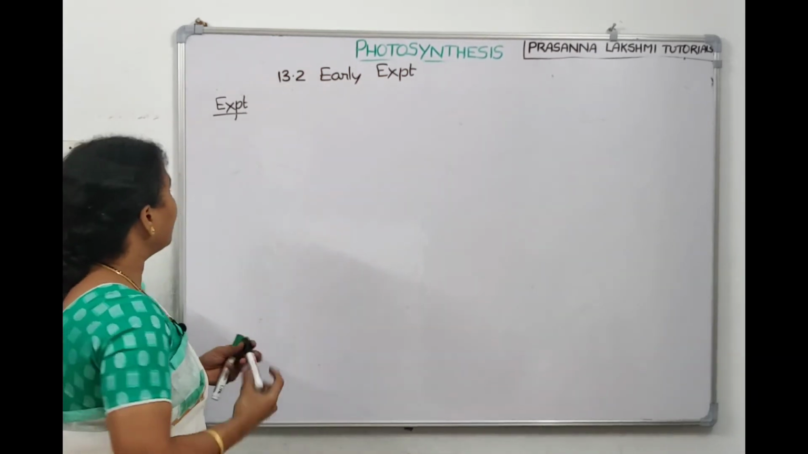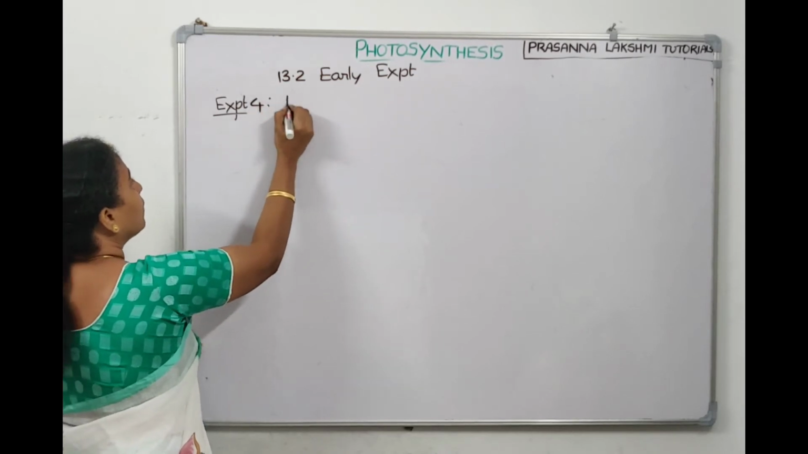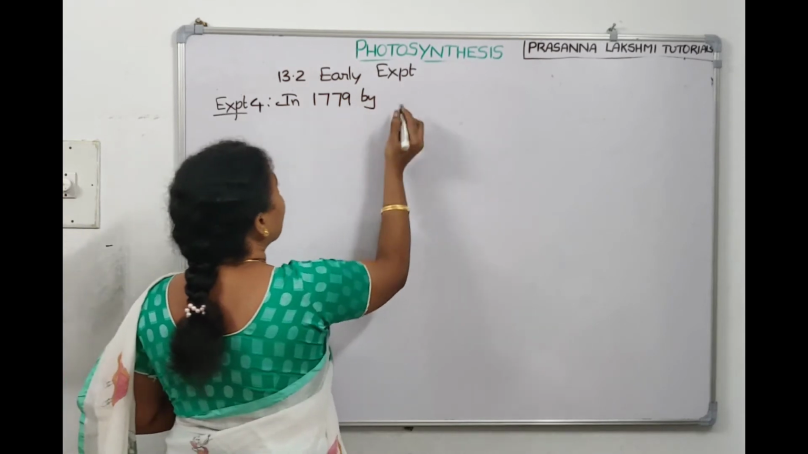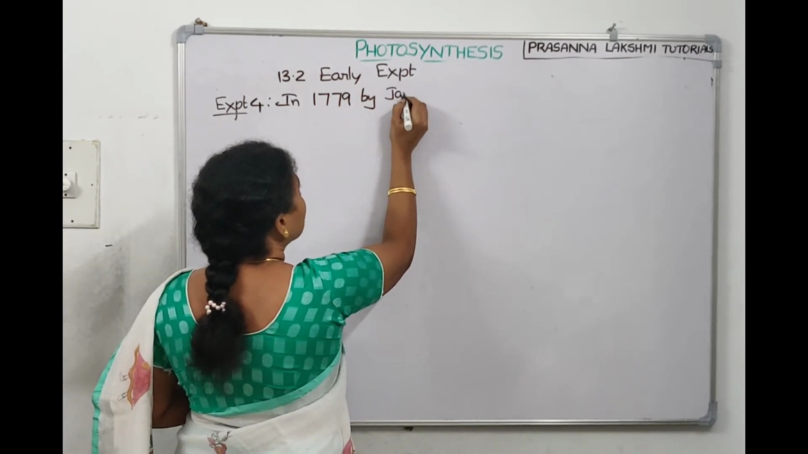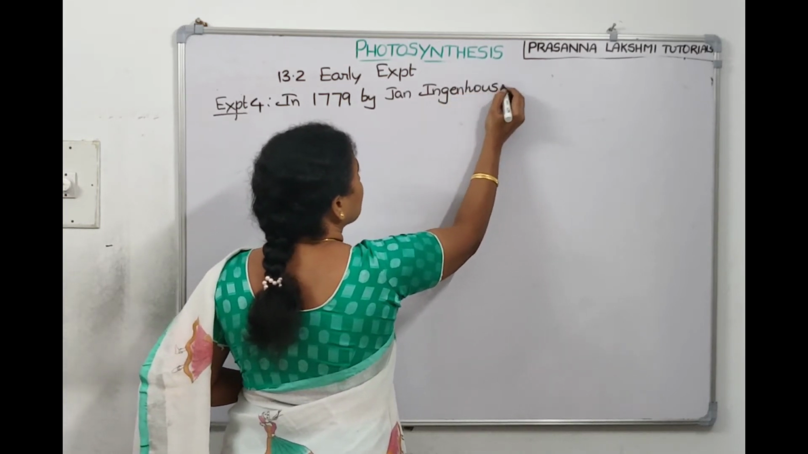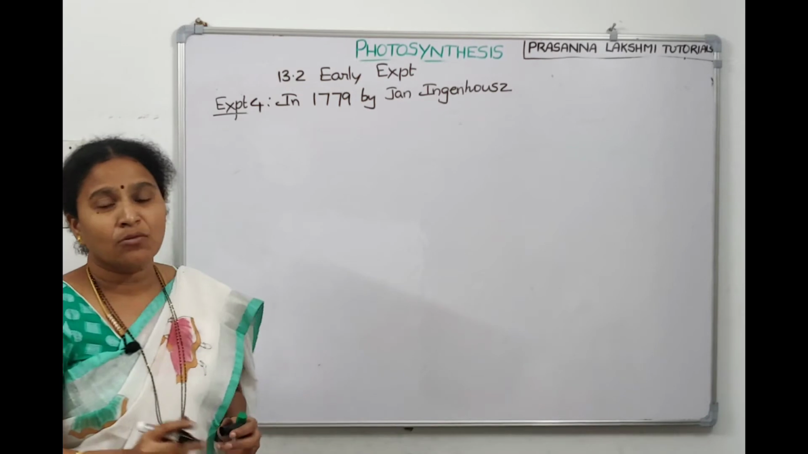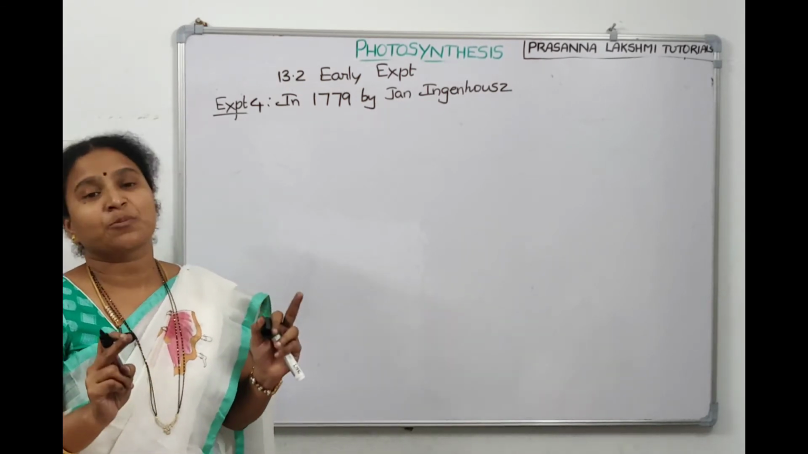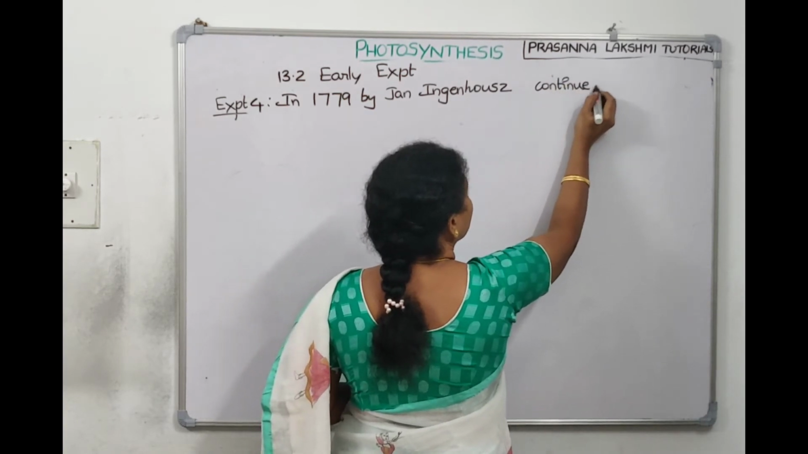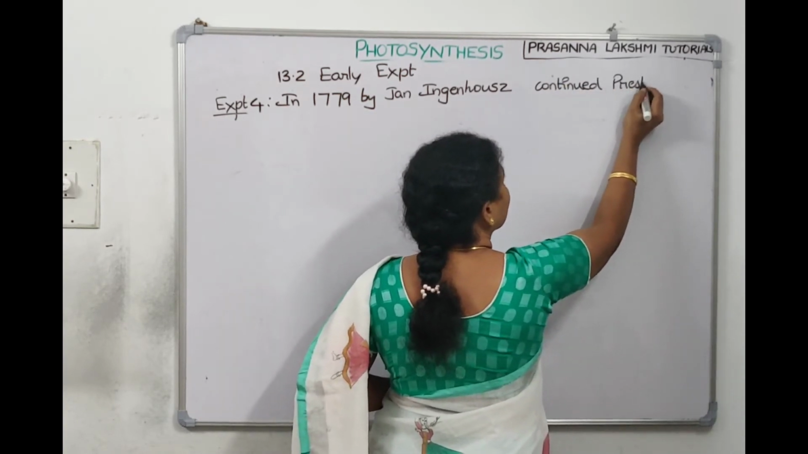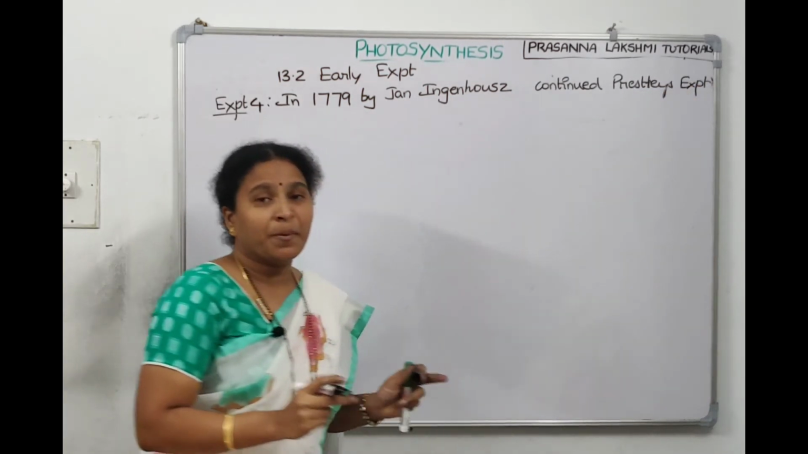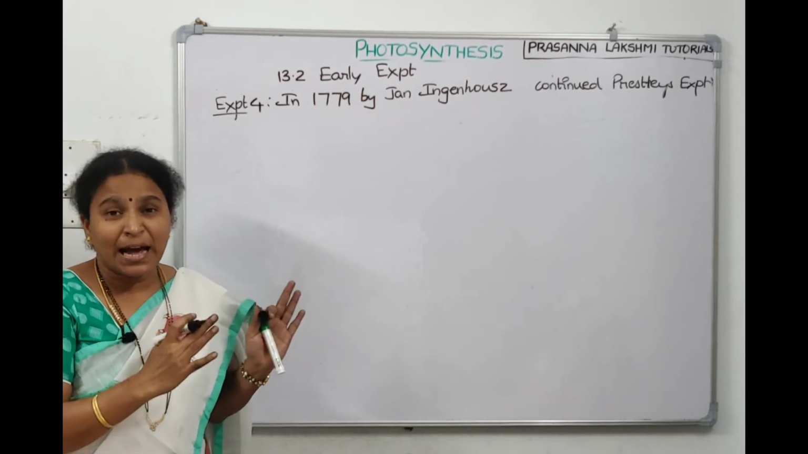Now, experiment number 4 was conducted in 1779 by another scientist. What is his name? Jan Ingenhousz. Jan Ingenhousz. He continued Priestley's experiment. What did he do? He continued Priestley's experiment, but for some time he kept the same setup in the dark.